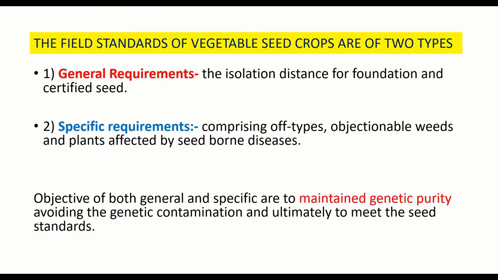Such plant types which do not show the expected morphological characters should be avoided. Coming to the next slide, the field standards of vegetable seeds are divided into two types: general requirements and specific requirements. General requirements are the standards for isolation distance for foundation and certified seeds. Specific requirements, apart from general requirements, are off types, the amount of allowable off types, allowable objectionable weeds, and allowable plants affected by seed-borne diseases, which are similar to the standards mentioned in seed standards. All these general and specific requirements in the field standards are mainly intended to maintain the genetic purity of the seed lot.